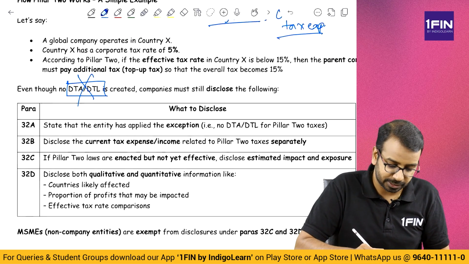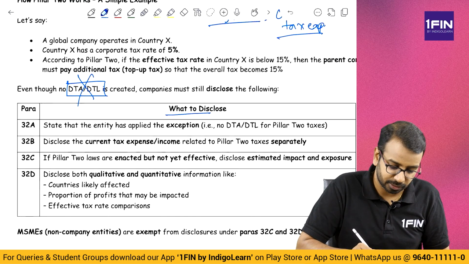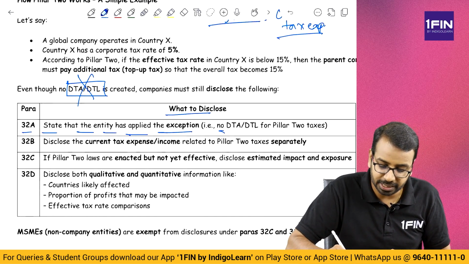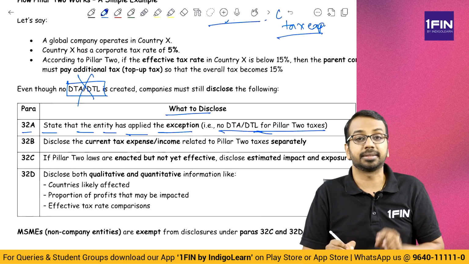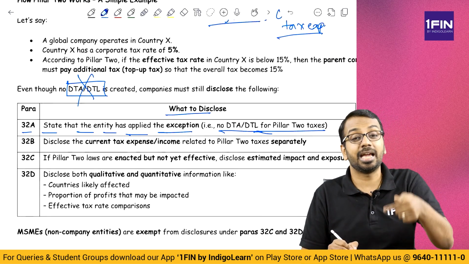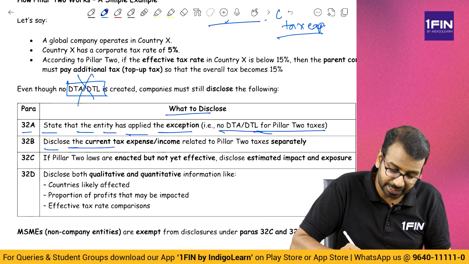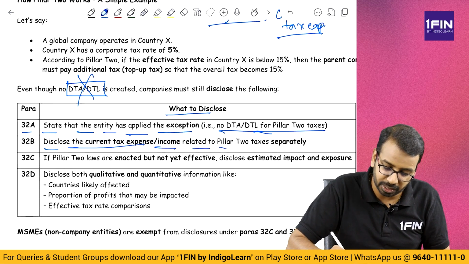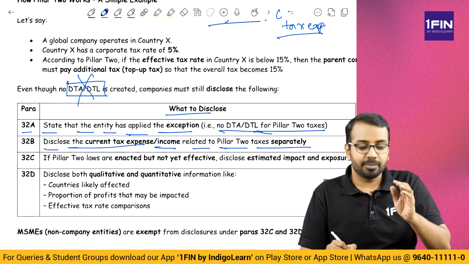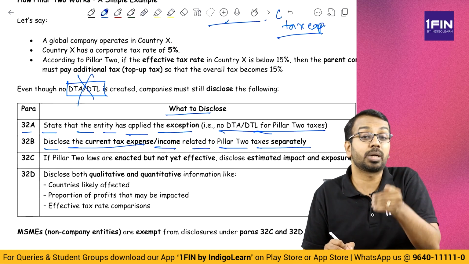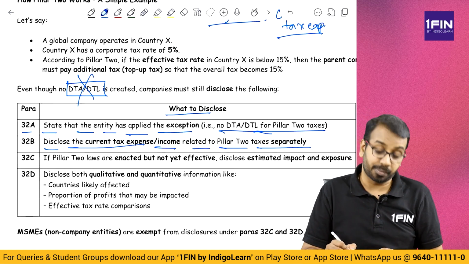Okay. Now, AS 22 requires certain disclosures. Number 1, state that the entity has applied the exception, that is no DTA, DTL for Pillar 2 taxes. We have not created DTA or DTL for Pillar 2 taxes. Then disclose the current tax expense and income related to Pillar 2 taxes separately. If there are any current tax income or expense related to Pillar 2 taxes, you have to disclose it separately.